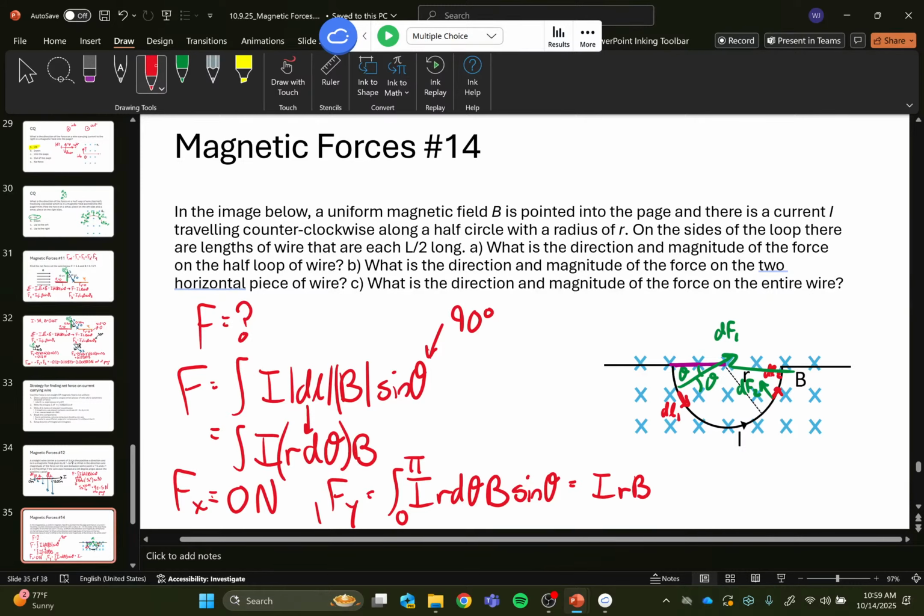So I times r times B times negative cosine theta evaluated from 0 to pi. Cosine of pi is negative 1. Cosine of 0 is 1. You end up spitting out just a 2. There you go. That's the integral. That's the force of the magnetic field on the arc here. Oh, the direction of it is going to be up. We get a positive answer.